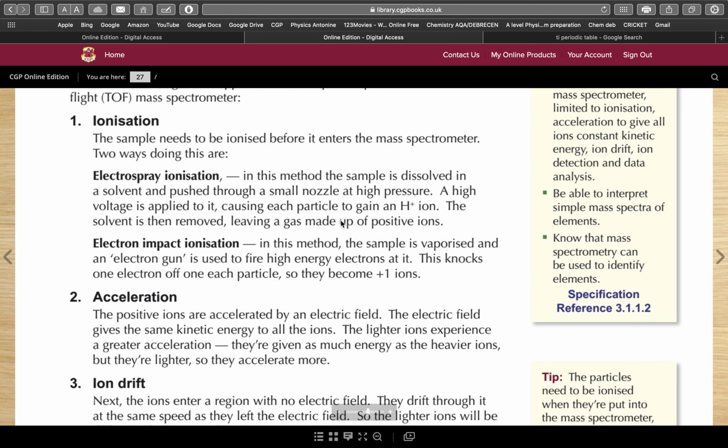So electrospray ionization. In this method, the sample is dissolved in a solvent and pushed through the small nozzle at high pressures. A high voltage is applied to it, causing each particle to gain a hydrogen ion. The solvent is then removed, leaving a gas made with positive ions.